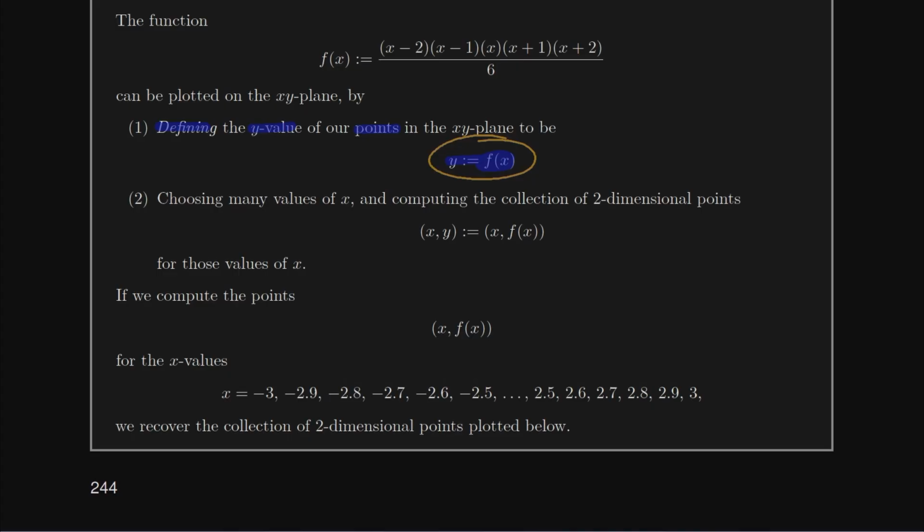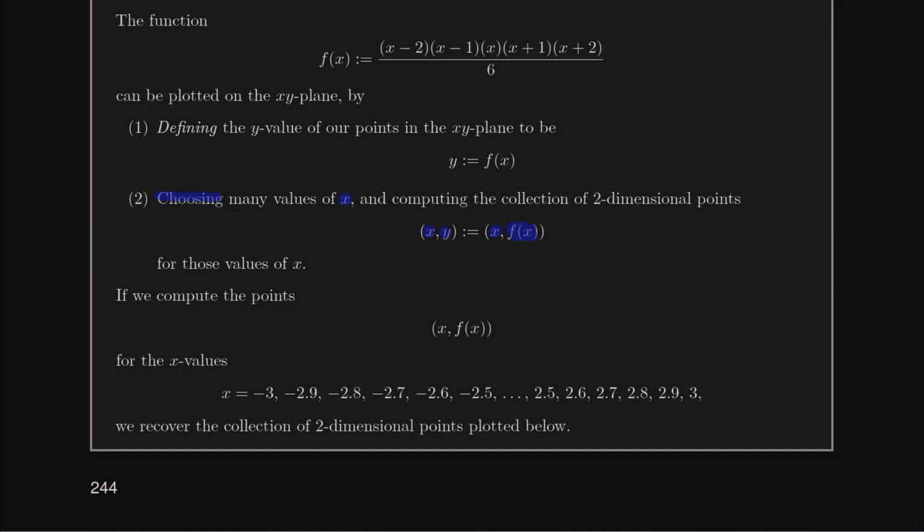It almost feels like second nature to everybody because we've been doing it since probably Algebra 1. And then the second step, which you've also probably been doing since Algebra 1, is to choose many, many values of x, right? We're going to create a collection of points, x comma y, by evaluating the function at those points of x and pairing them with the value of x.